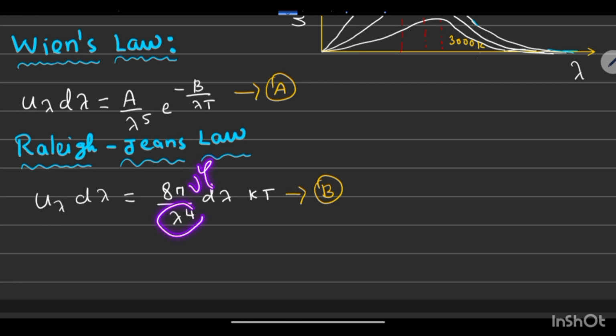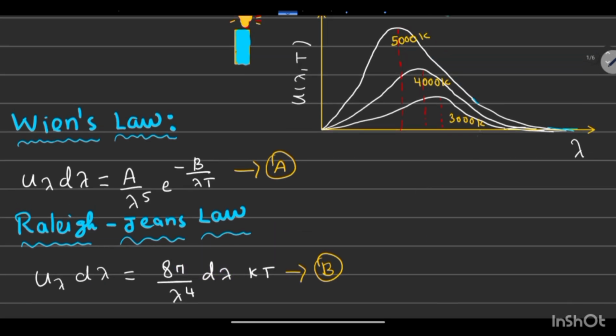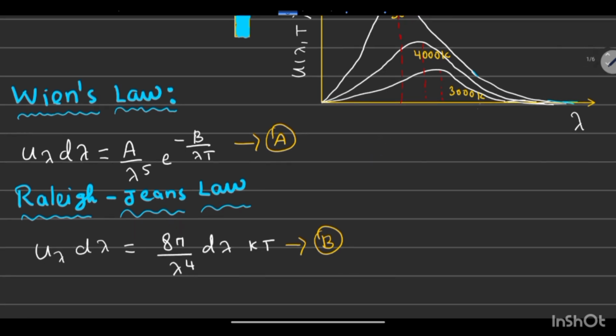This lambda can be written in terms of frequency, so in the numerator there will be nu raised to 4. So clearly you can see if nu tends to infinity, spectral energy density should also go to infinity, but that should not be the case experimentally. As you can see, when nu tends to infinity, the spectral energy density should go to 0, but this is a clear violation of the experimental observation, and it also leads to the ultraviolet catastrophe.